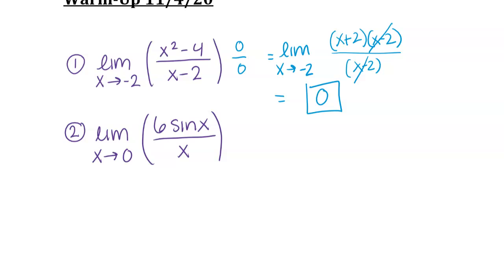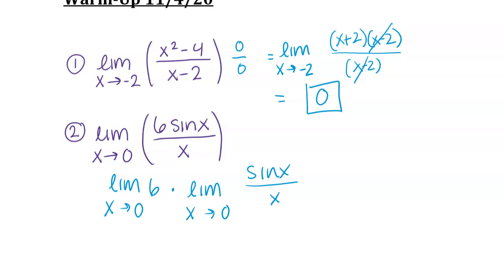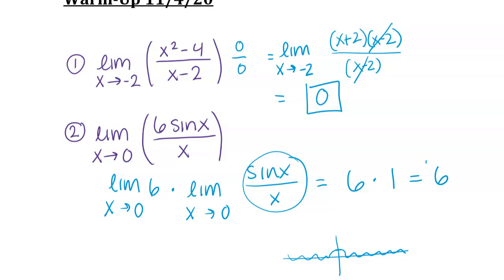Limit as x goes to 0 of 6 times sine x over x. And we can actually just turn this into 6 times the limit as x approaches 0 of sine x over x, which is just 6 times 1. Is that, I call it the octopus graph, okay? So that's 1. So we end up with 6 times 1, which is 6.